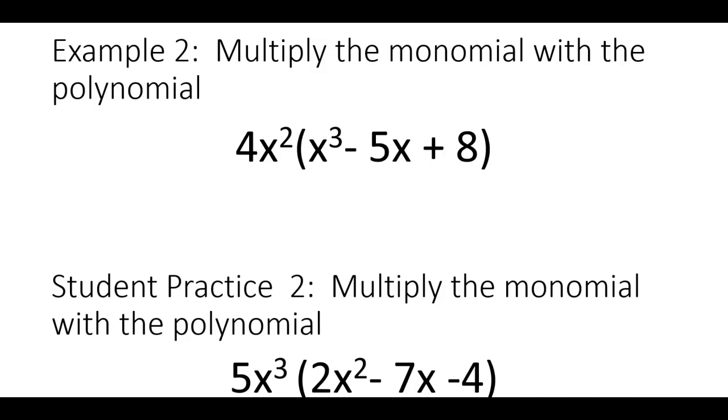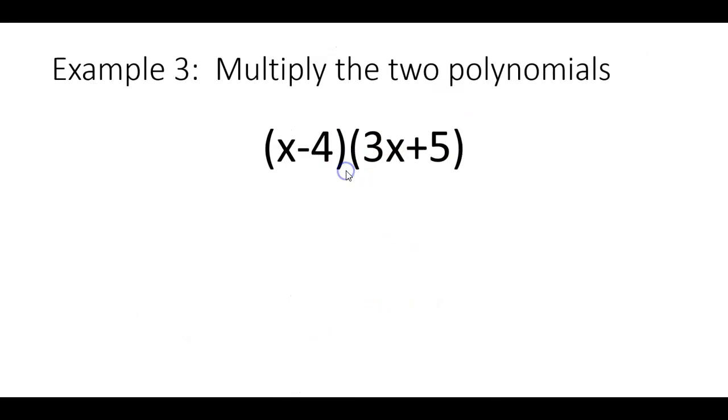Go ahead and write down example 3, please. So here's the thing. I've got a binomial, 2 terms, being multiplied by a binomial. Now, when you have that, I'm going to do it using a method called the box method. You've probably seen it. But if you haven't, maybe you came from a school where your teacher used something called the FOIL method. But they're essentially the same thing. I'm going to stick with the box method.